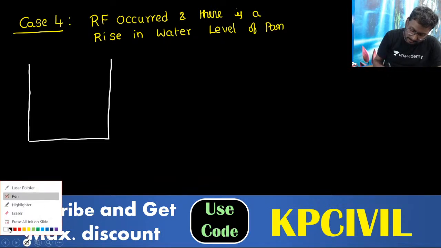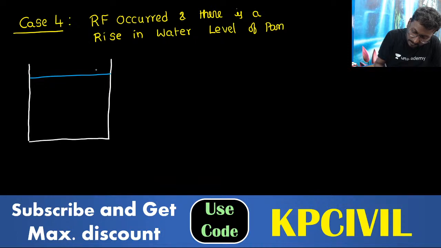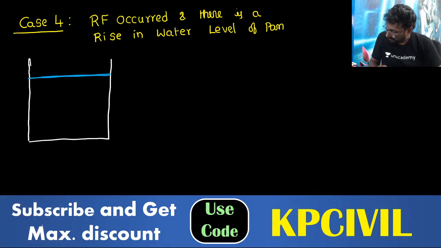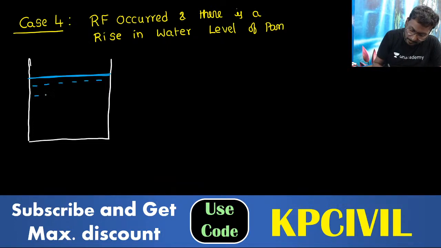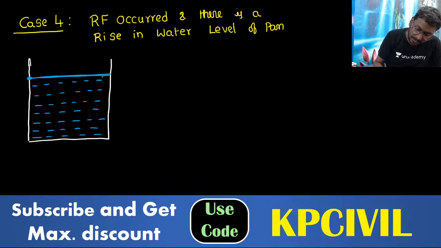So again, this is the pan. You are filling the water up to the stipulated level. This is the level of water in the pan, A to B. A is the stipulated level on the 0th day.